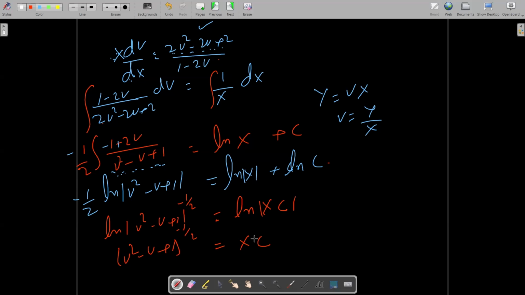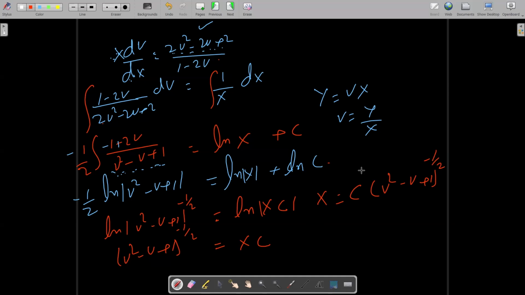Now you can just simplify this in terms of the variable, like x is equal to, just divide c on both sides, 1 over c. 1 over c is just a constant, so you write capital C times v squared minus v plus 1 raised to negative 1/2. You got it? Yes. Perfect.